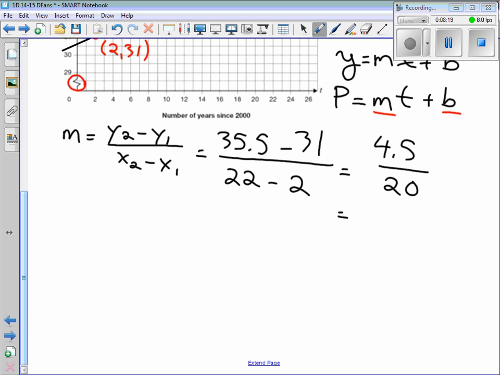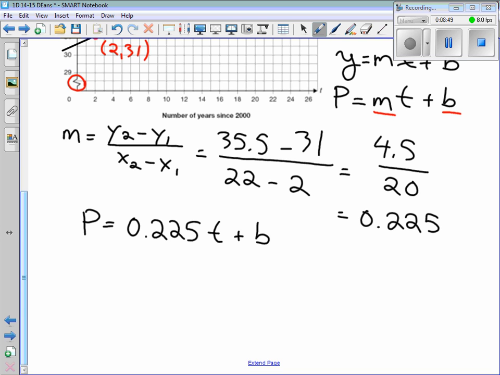Oh, pull up my calculator here. 4.5 divided by 20 gives me 0.225. So that is going to be the slope of my relationship. Okay. So now I know my relationship is p equals 0.225t plus b.